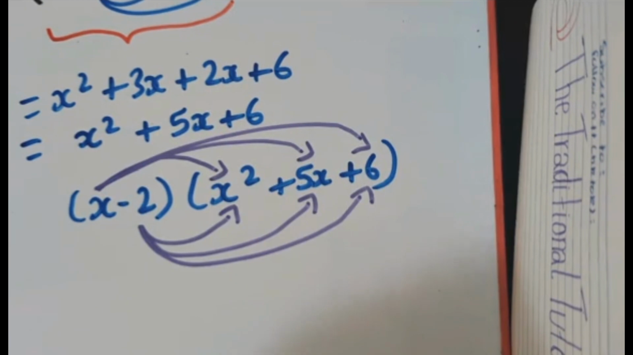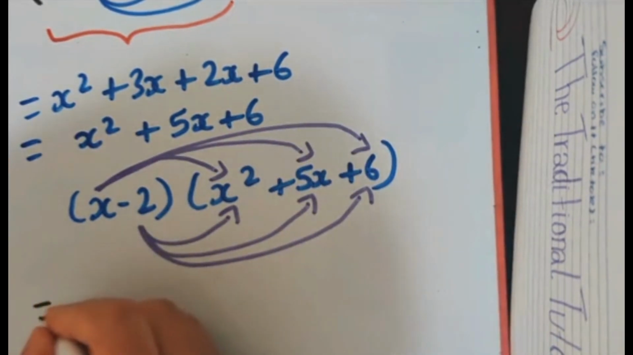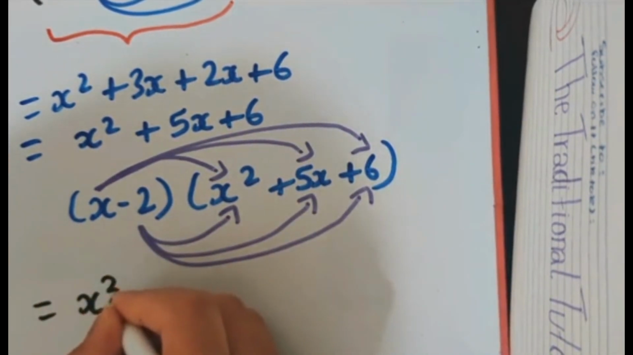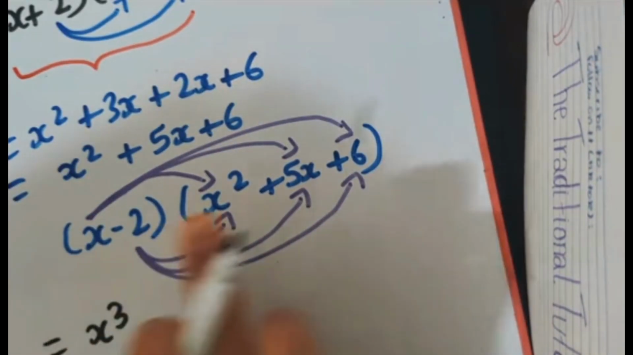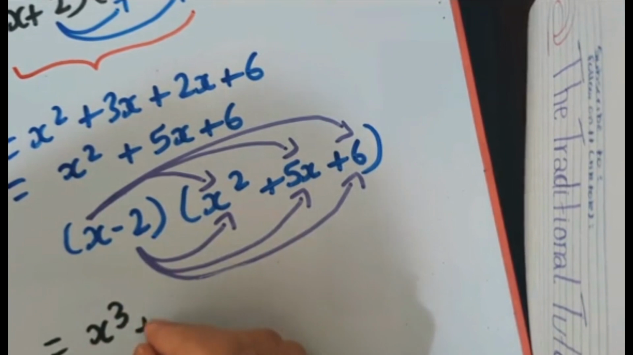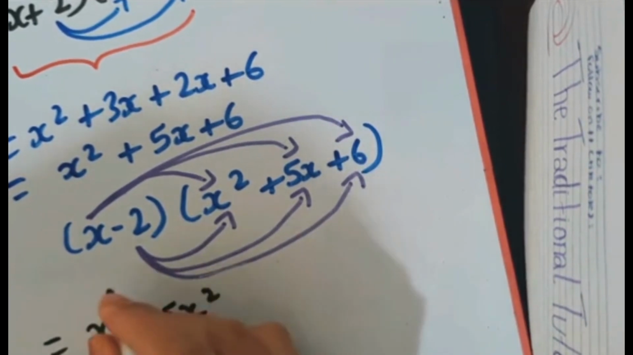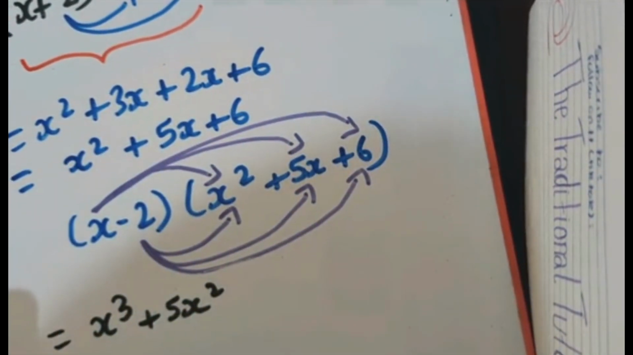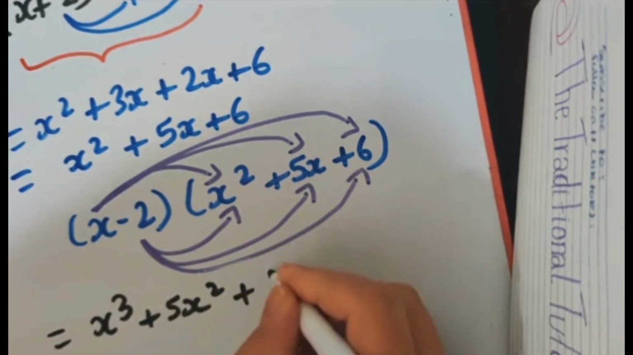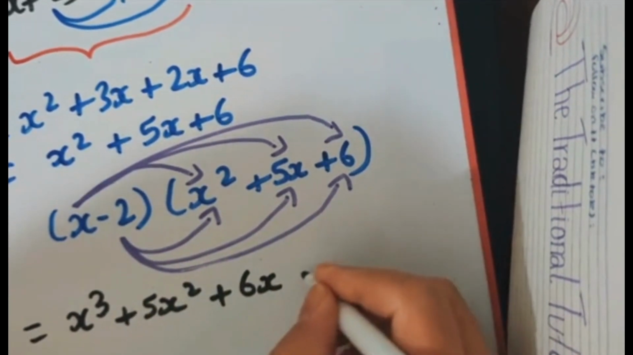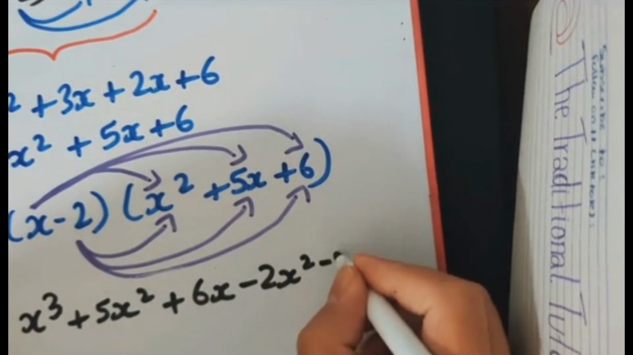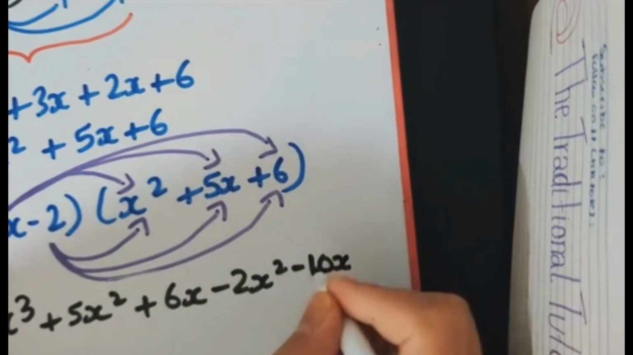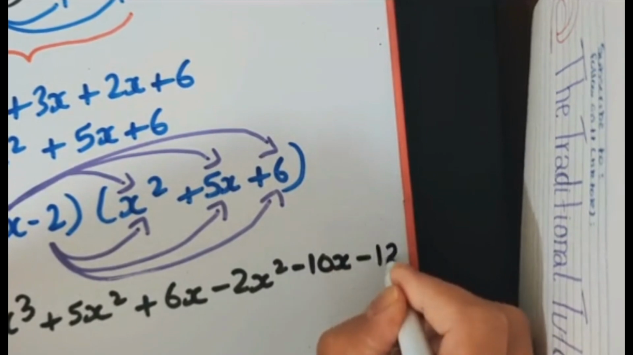To actually work them out, I should be getting x cubed, x times by x squared gives me x cubed. And then x times by plus 5x gives me plus 5x squared. x times by plus 6 gives me plus 6x, minus 2 times by x squared gives me minus 2x squared, minus 2 times by plus 5x gives me negative 10x, minus 2 times by plus 6 gives me minus 12.